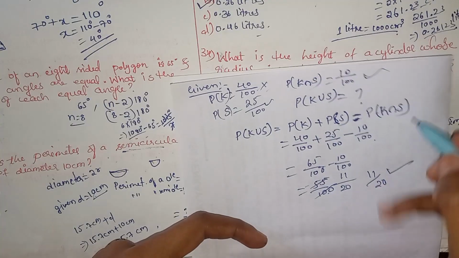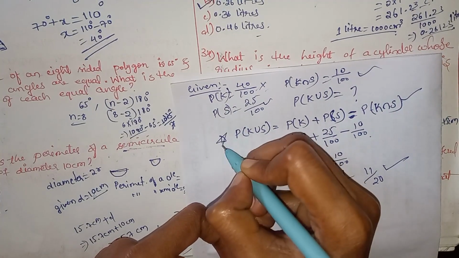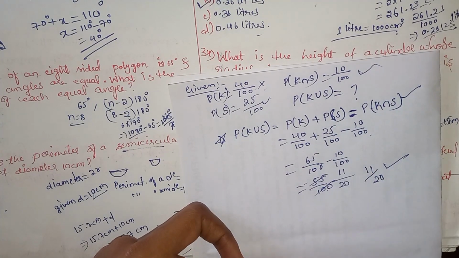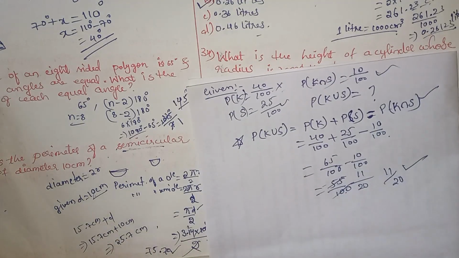So you have to remember this formula. This comes from the probability chapter. Note down this formula. Okay. Next question.